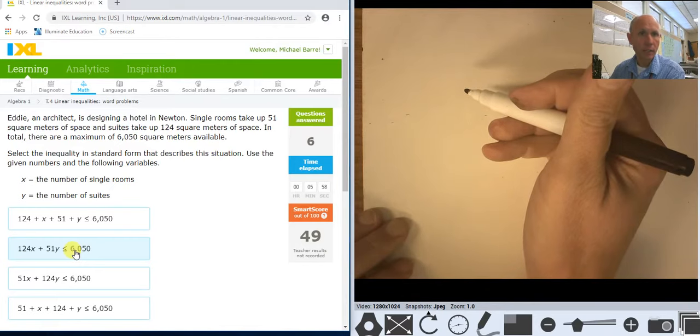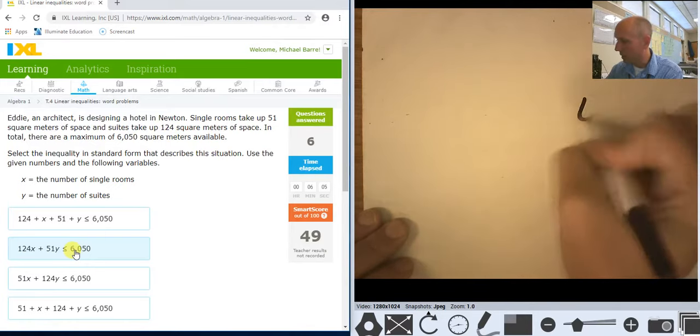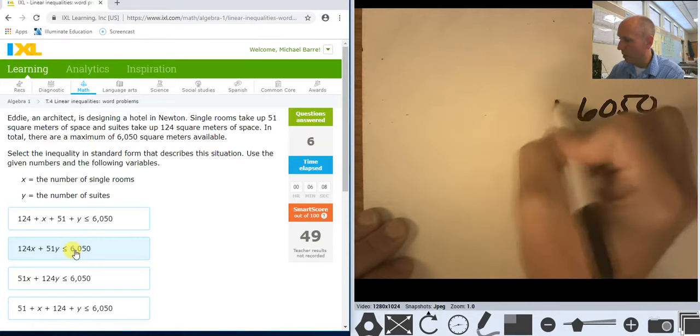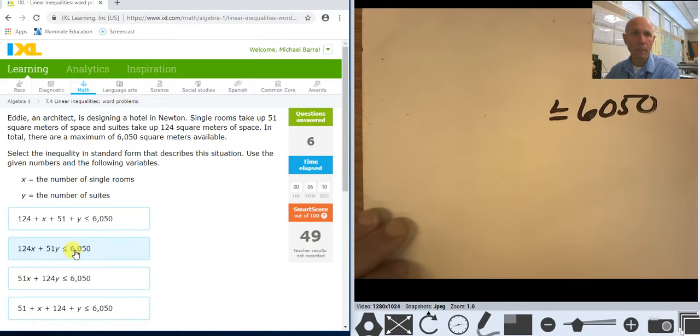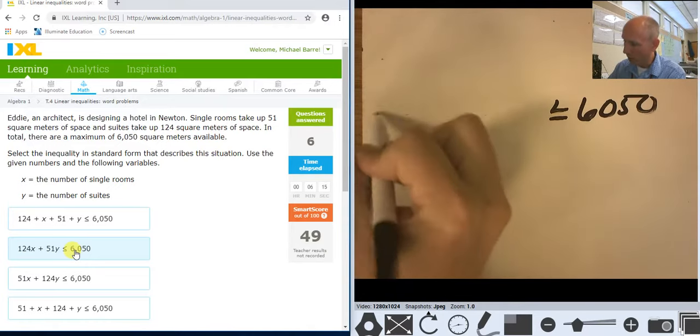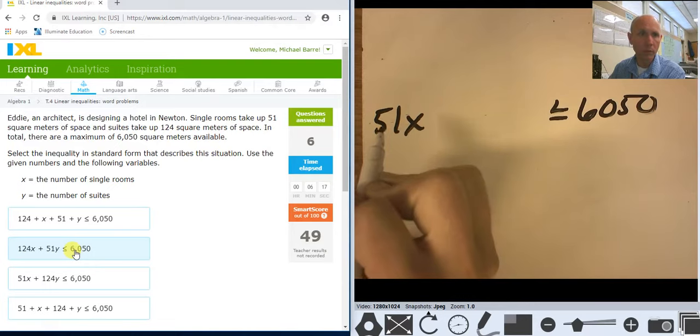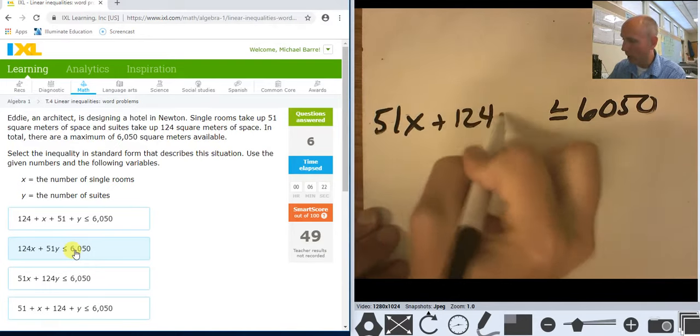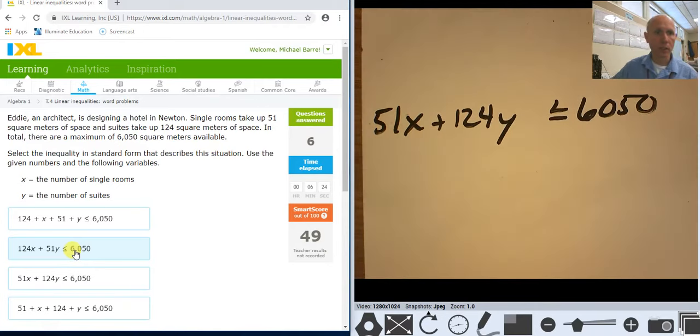Eddie, an architect, is designing a hotel. Single rooms take 51 square meters of space. Suites too, and our maximum is 6,050 square meters. Singles are 51x and 124y for suites. X is singles, y is suites. 51x plus 124y, less than or equal to.